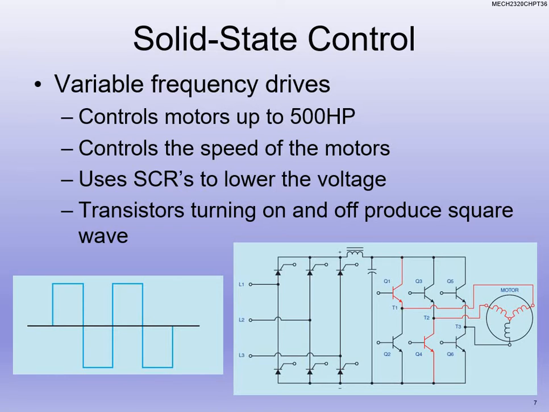Okay. And why do we use VFDs? We want to control drives up to 500 horsepower, and we want to be able to control the speed of those motors. All right, so we use the SCRs. Remember, those are silicon controlled rectifiers. That's how we're lowering the voltage, and the transistors are essentially, like I said, turning it on and off. They're simulating AC, but they're actually sending a square wave, not a digital signal, a square wave.